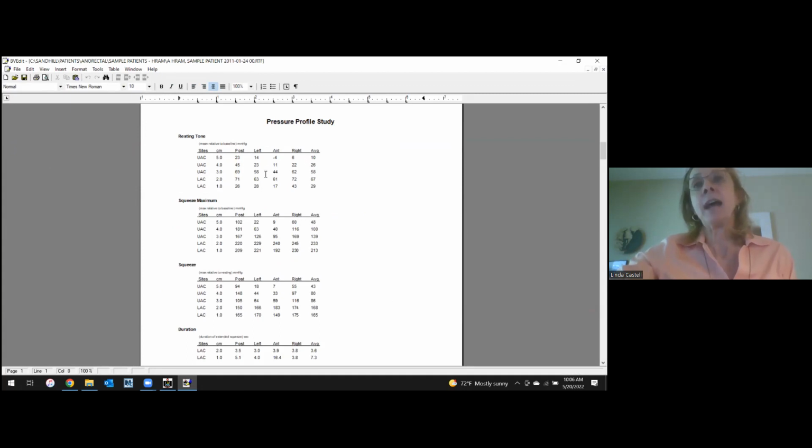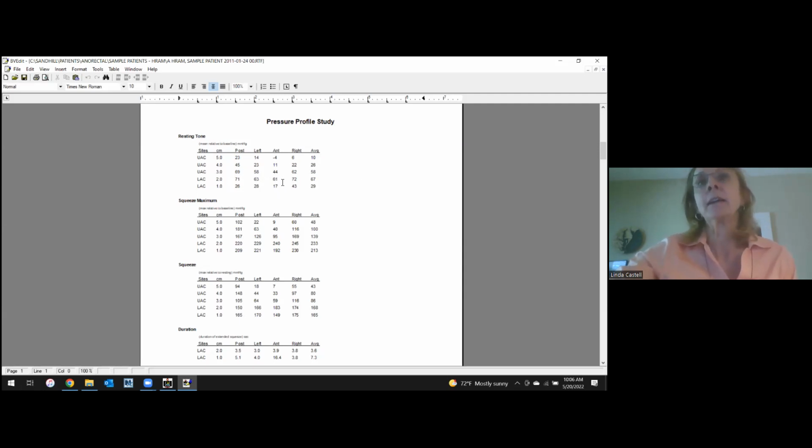So typically you're going to find your highest resting pressure, your anal tone, at 1 and 2 centimeters. In this particular patient, if you look at the average of posterior, left, anterior, and right, it's 67. So this is a nice normal anal canal. You can also look at symmetry at the highest pressure. So 71, 63, 61, 72, all very similar pressures. So this is a symmetrical sphincter as well.